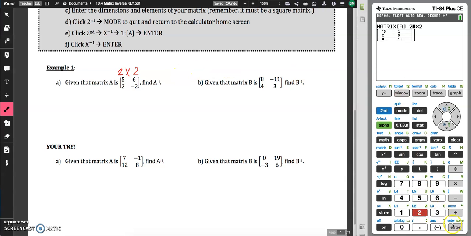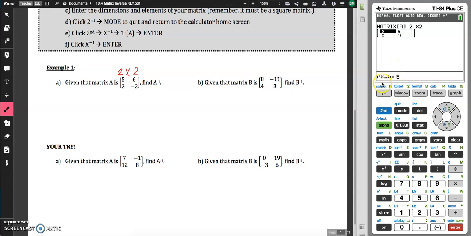So I'm going to change this to 2 by 2. And then type in my entries: 5, enter, 6, enter, 2, enter, and -2, enter. And you don't have to clear out old entries, you can just type over them. So that's done. So now, kind of like when we multiplied, I have to quit this completely.